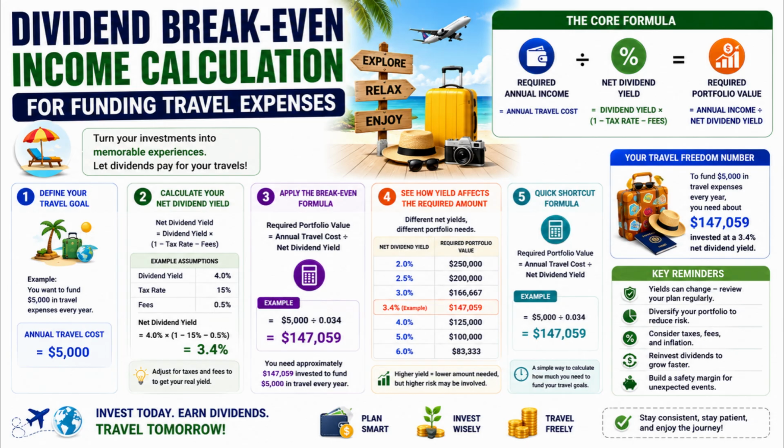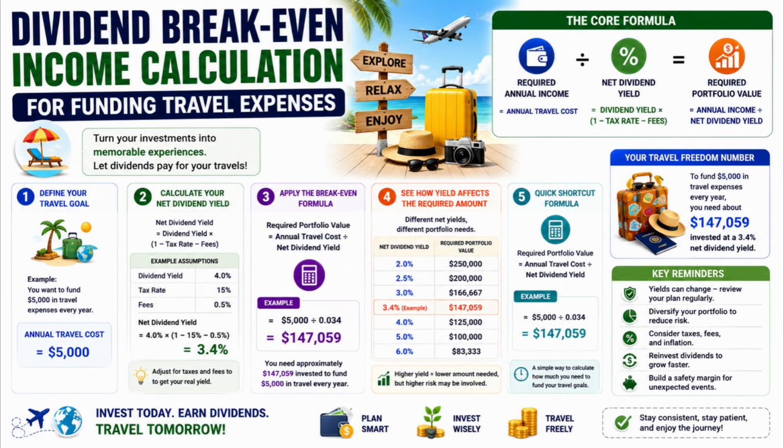$83,333. However, remember that a higher yield can reduce the amount you need, but it may also involve higher risk. That is why it is important to focus not only on yield, but also on dividend quality, consistency, and portfolio diversification. Now, you can also use a quick shortcut formula.